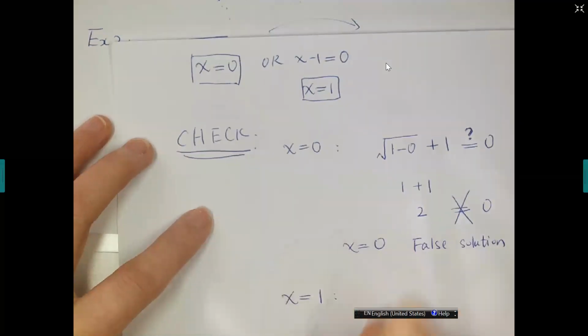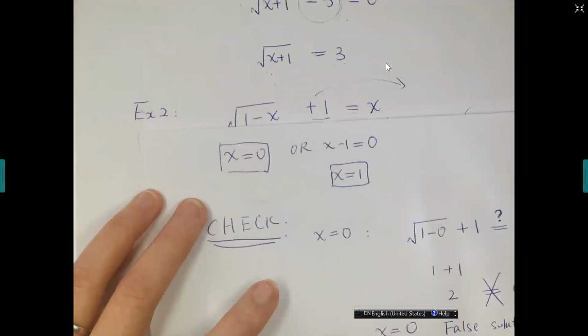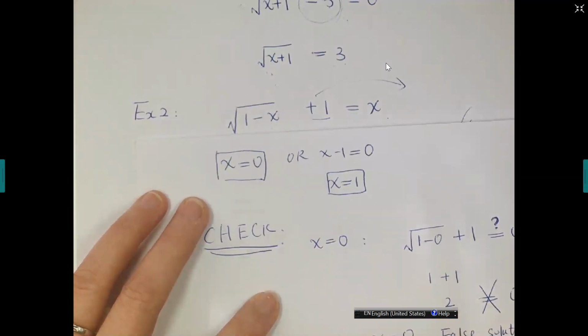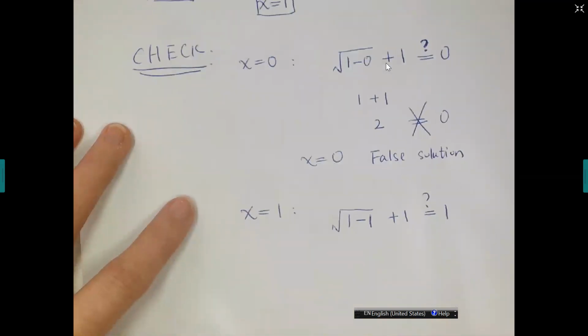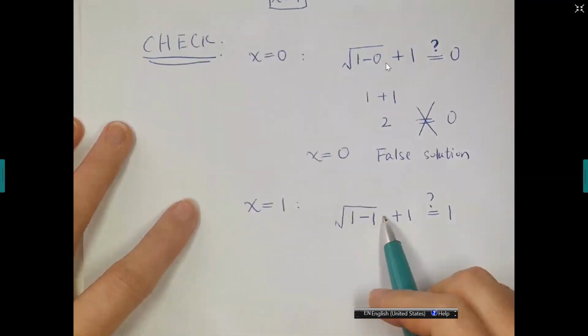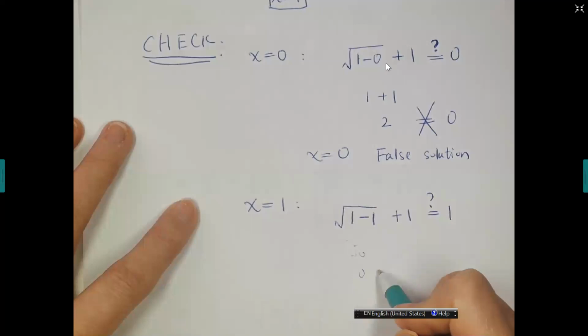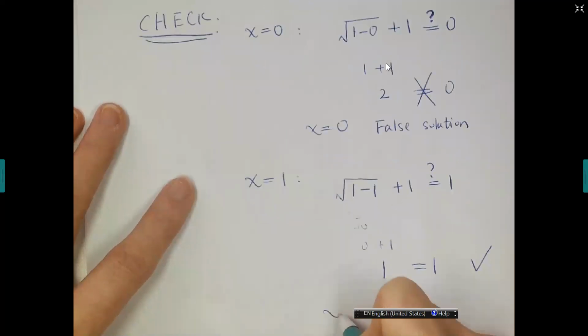Now we'll continue to check the second solution. Check x equals 1. Is x equals 1 a solution to the original equation? So plug x equals 1 back into the equation. I get square root of 1 minus 1, plus 1, equals 1. Is this true? Simplify the left side. 1 minus 1 is 0. Square root of 0 is still 0. 0 plus 1 is 1. So 1 equals 1. That is true. Now we can answer: x equals 1 is a real solution.